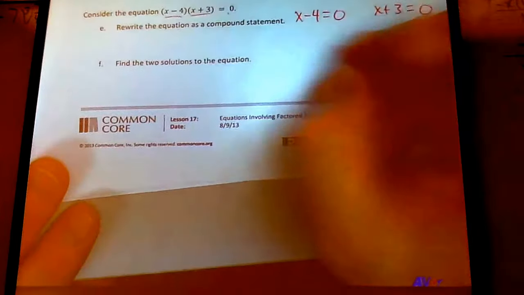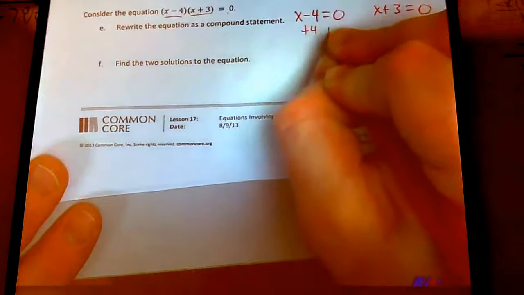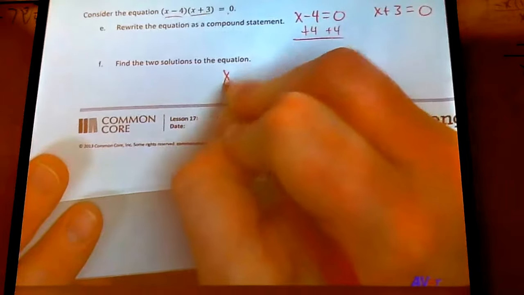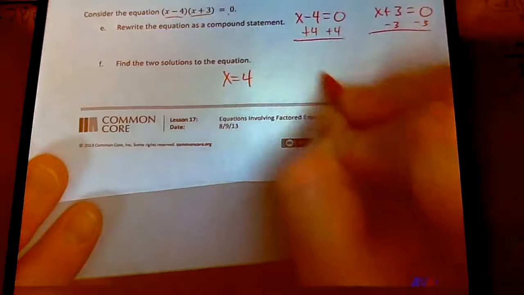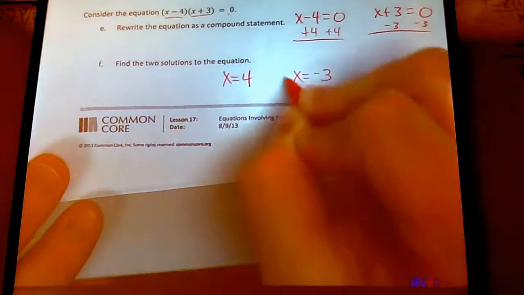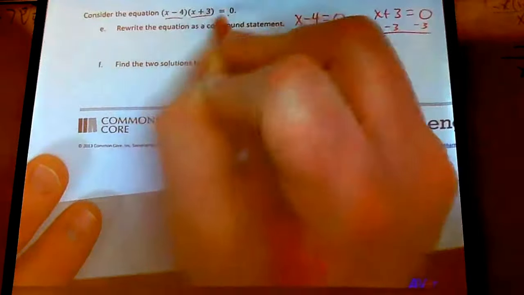Now solve each one. Add 4. x equals 4. There's one answer. Subtract 3. x equals negative 3. Boom. There's the 2 solutions to that equation.